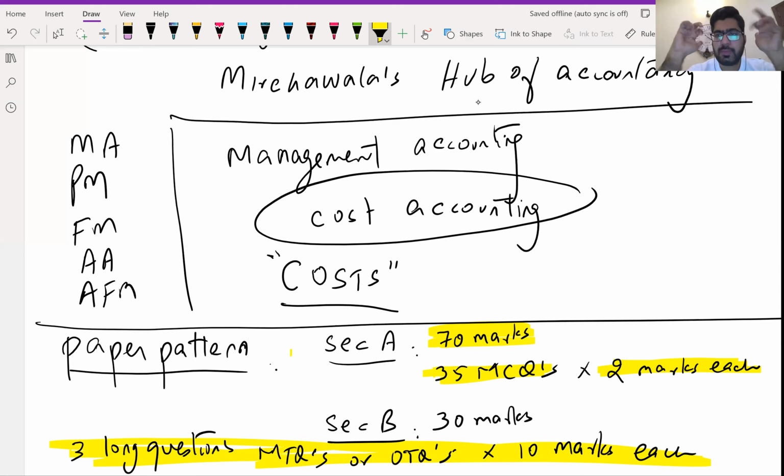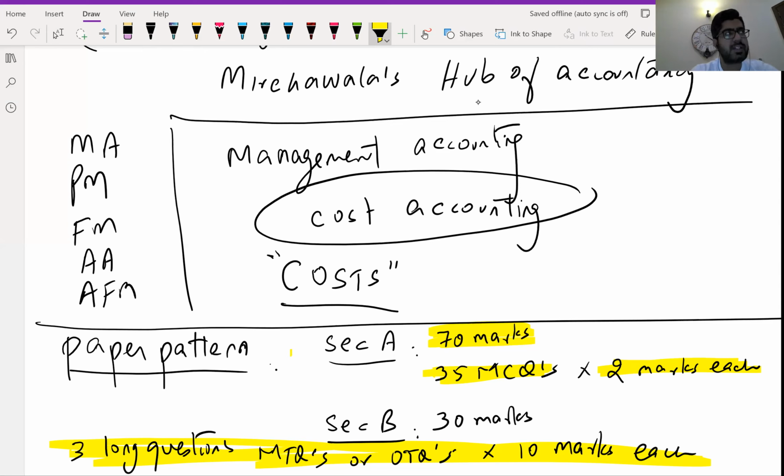Now, what exactly is this OTQ or MTQ? Long question doesn't mean you have to type anything or perform calculations on a drafted sheet. No, nothing like that. It's just a small case study of 10, 15 lines, 2, 3 paragraphs. From that case study, there are 5 short questions of 2 marks each, most likely MCQs, extracted from that scenario. So 5 short questions of 2 marks each, 10 marks, are linked to that case. That's why they're called objective type or multitask questions.